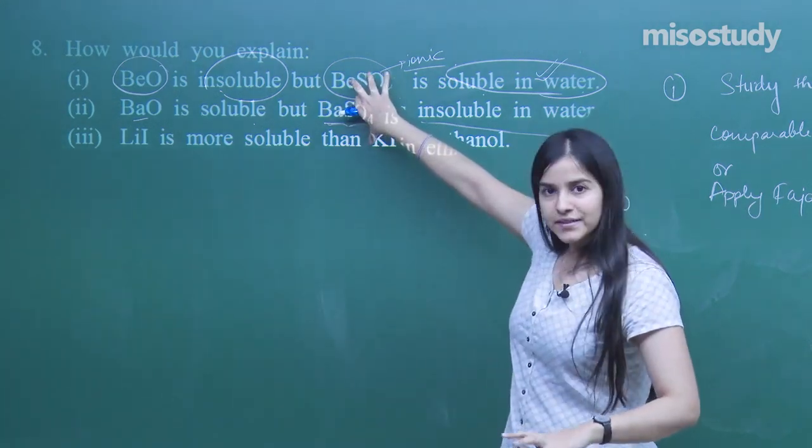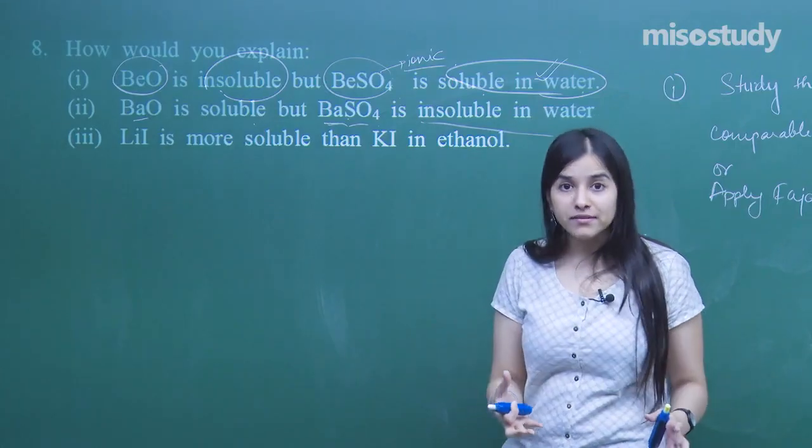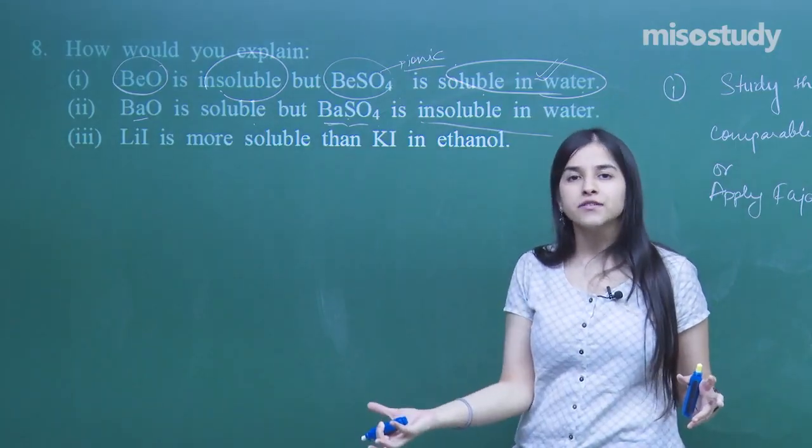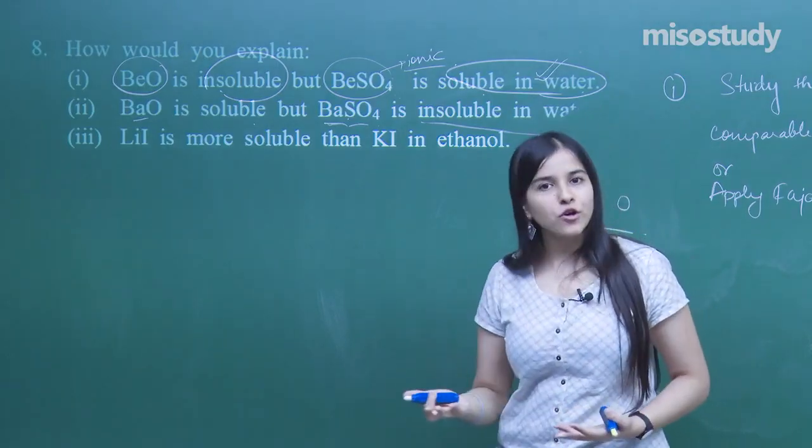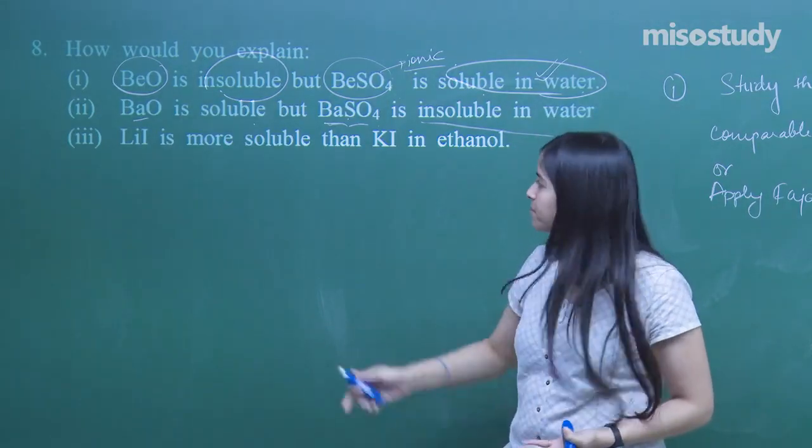Now are you able to correlate this? If the sizes are incomparable, it accounts for solubility. If the sizes are comparable, it accounts for insolubility. All in all, you have got it.